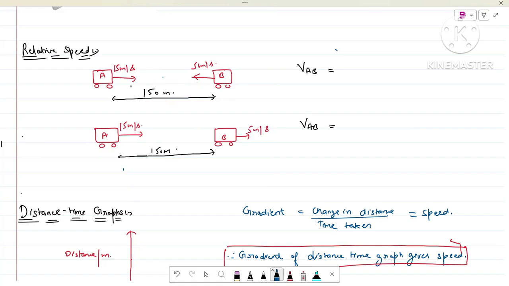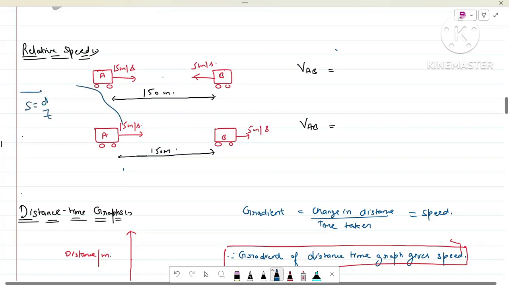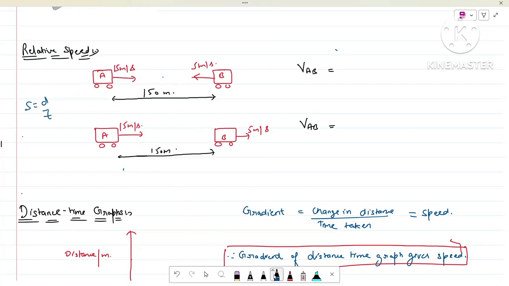If I ask you in which case the cars will meet early, you will say in the first case. The distance covered is the same but the time taken is less, and speed is defined as distance by time taken. If the distance is the same and the time taken is less, what does that mean? That speed in the first case is more. We can see the magnitudes are the same, but then how is the speed more? So here the concept of relative speed comes in.